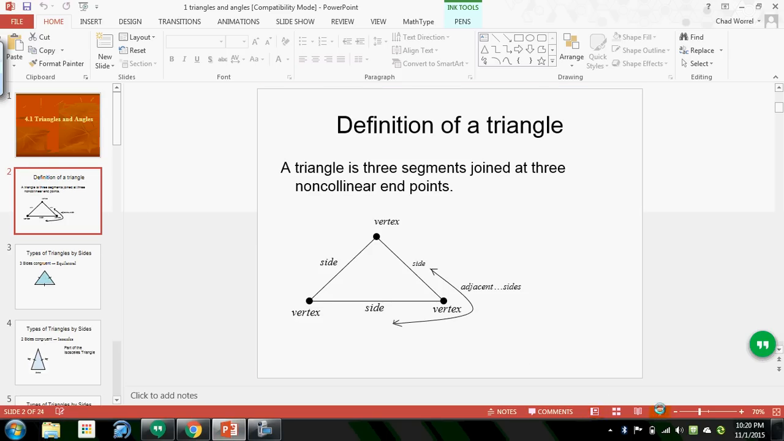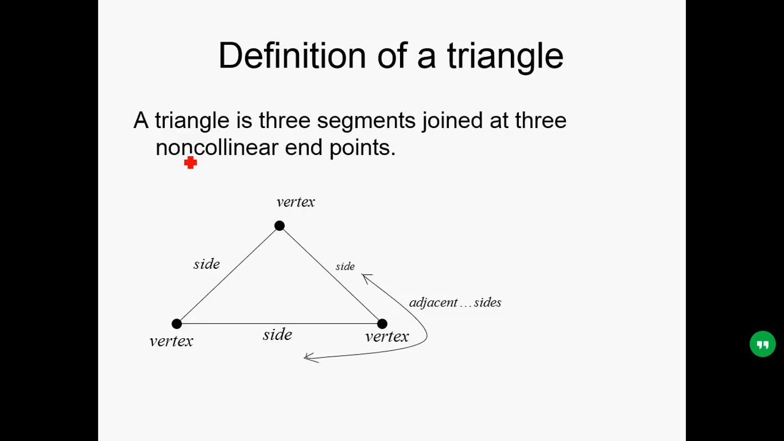The definition of a triangle says that a triangle is three segments joined at three non-collinear points. So what does that mean? Three non-collinear points are three points that are not on a line. Those are your three endpoints. Those three points are also known as vertices, so each one individually is called a vertex.